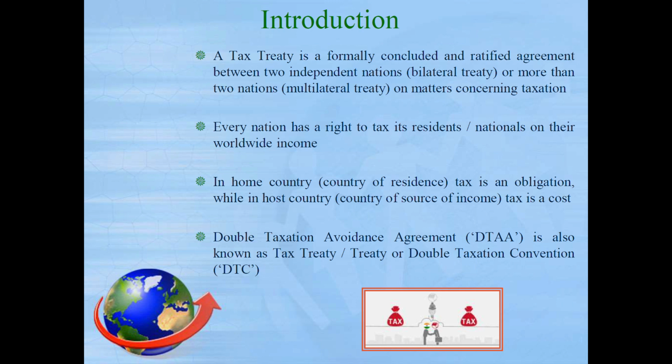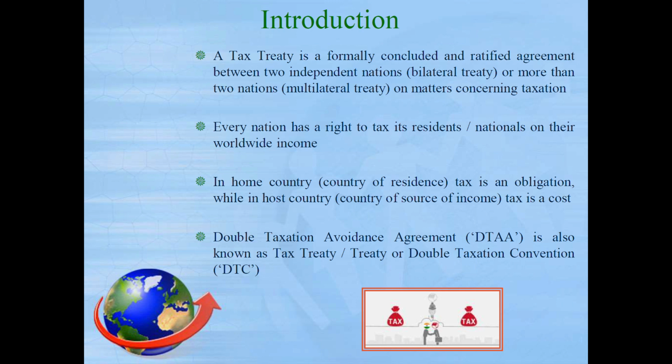Double taxation arises when a person, say for example, Mr. X, is a resident of India. If he goes to the US and works there, as he is a resident of India, his global income will be taxable in India. So you will be paying tax in India on the income earned in the US. And as per the US tax laws, you will be paying a tax there also. So this would lead to a situation of double taxation.